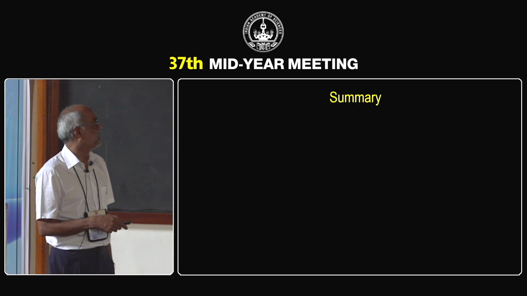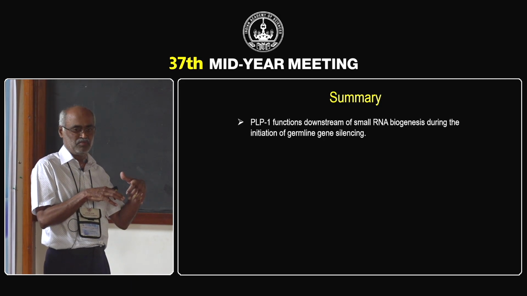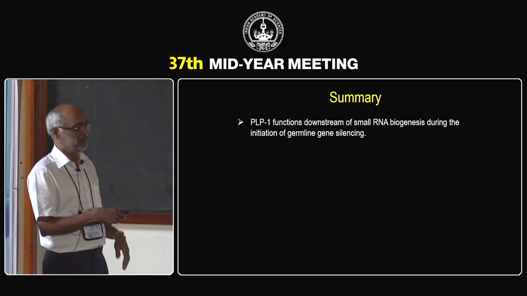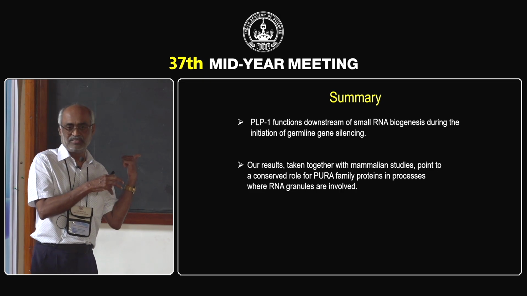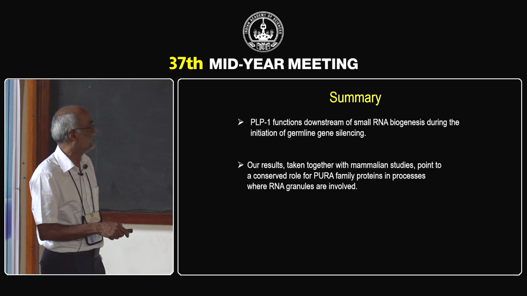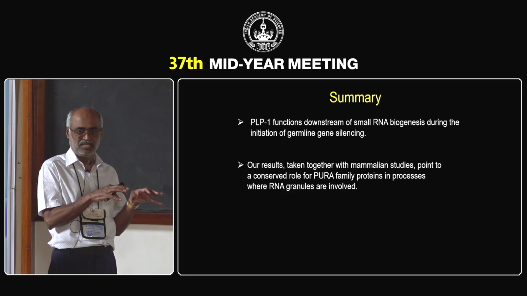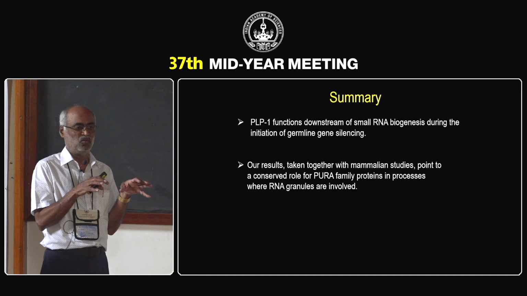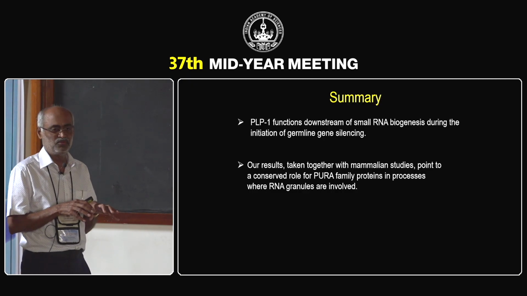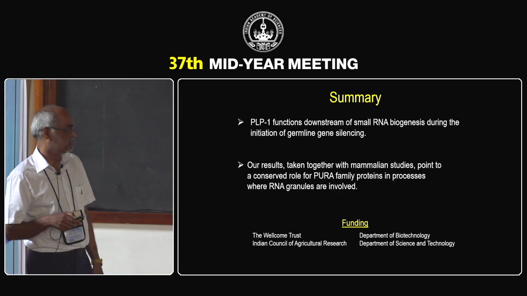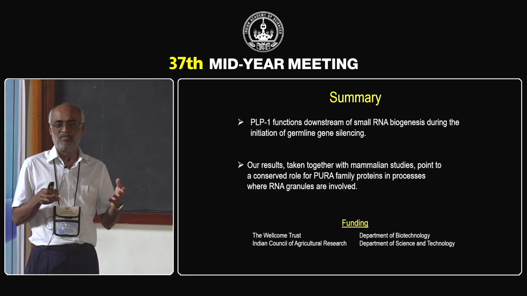So in summary, I have told you that PLP-1 acts downstream of small RNA biogenesis because Andy and Lamia showed it's not required for that. And we have shown that it is required for the initiation, not for the maintenance. And from the 2 introductory slides, I showed you about mouse and human data, and we think that this is not specific to germline gene silencing. PLP-1 probably plays a role wherever RNA protein granules regulate gene expression. That's what we are trying to figure out currently in the lab. With that, I'll thank the funding agencies and thank you all for your attention.